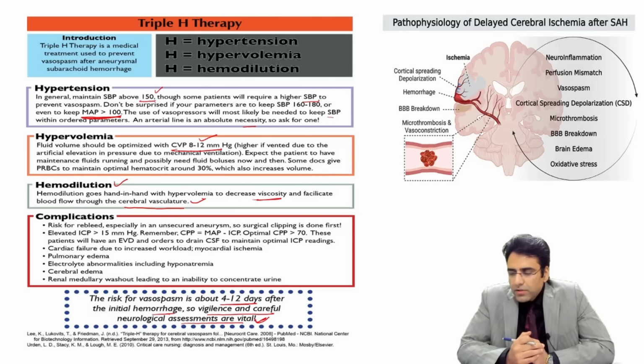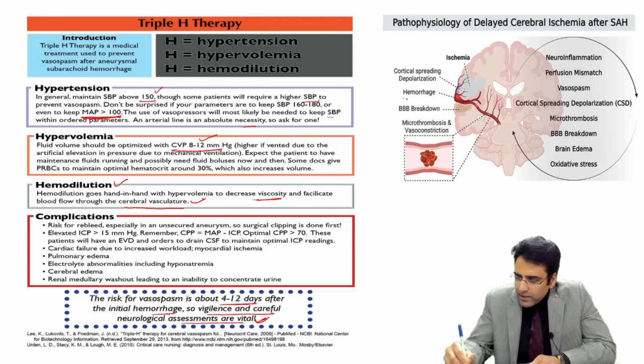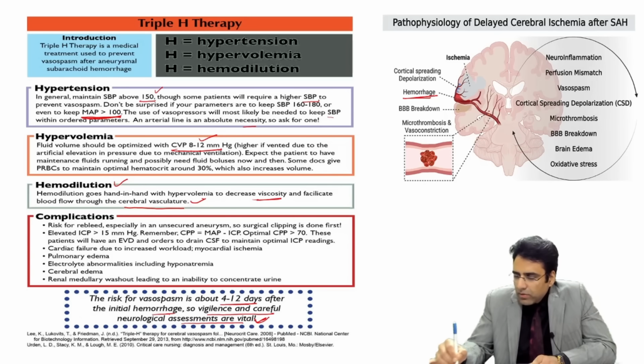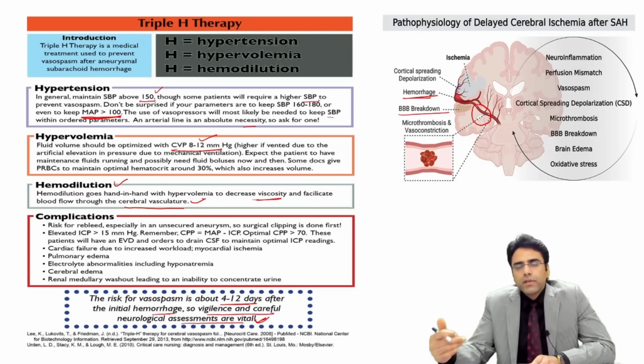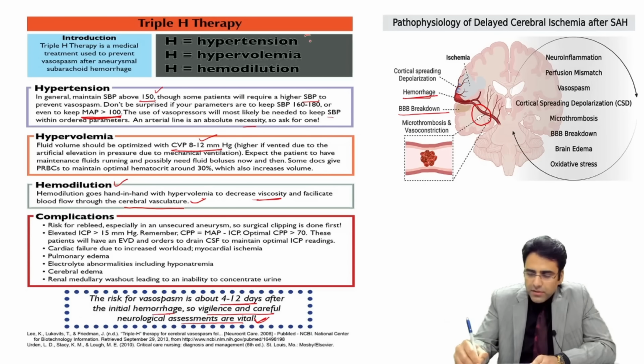Now, what is the pathophysiology of delayed cerebral ischemia of subarachnoid hemorrhage? What happens when there is subarachnoid hemorrhage? This hemorrhage leads to the breakdown of blood-brain barrier. After that, there occurs the microthrombosis and vasoconstriction in the surrounding area. Now, this thrombus and vasoconstriction can lead to ischemia of that affected part of the brain. In order to avoid this ischemia and this vasoconstriction, we have to give this triple H therapy.